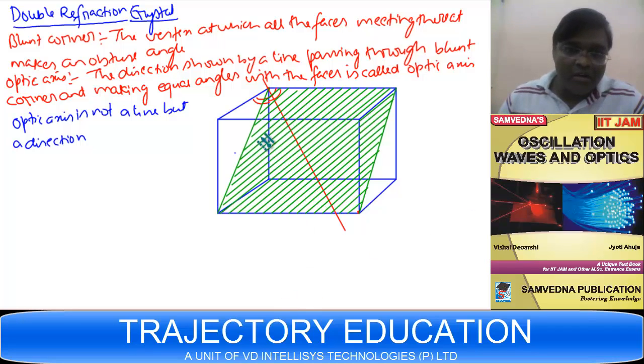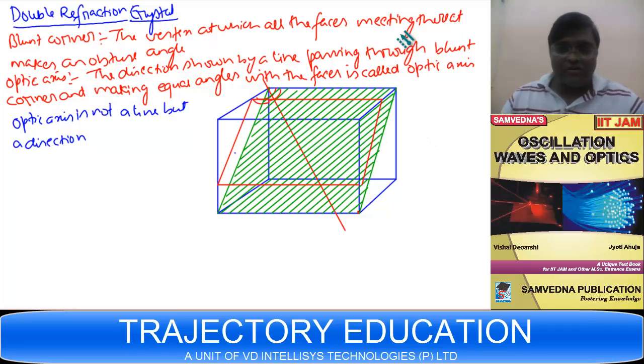Now let me draw a plane which is parallel to this shaded plane. Something like this.